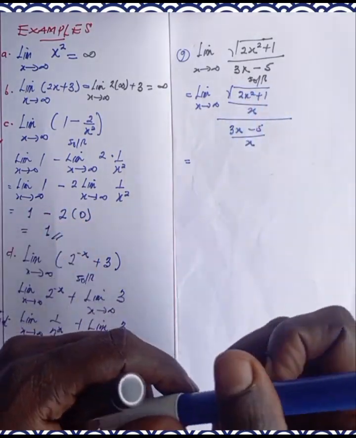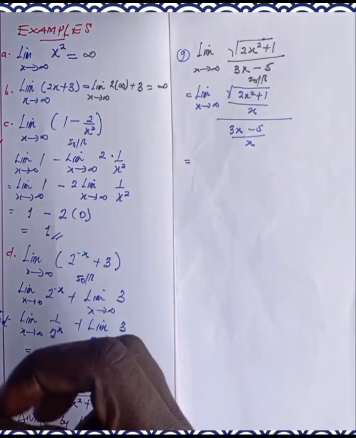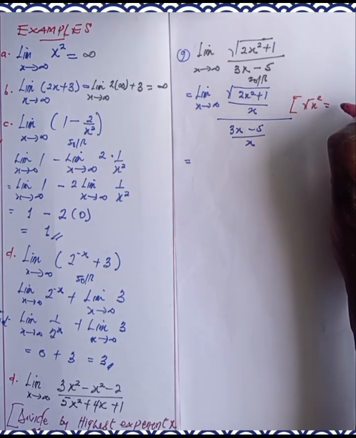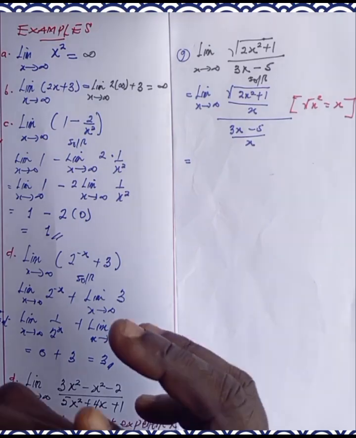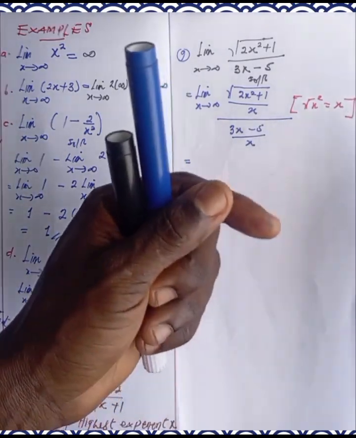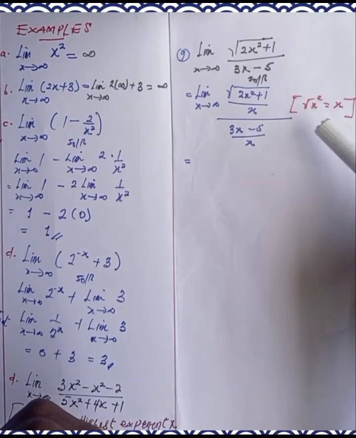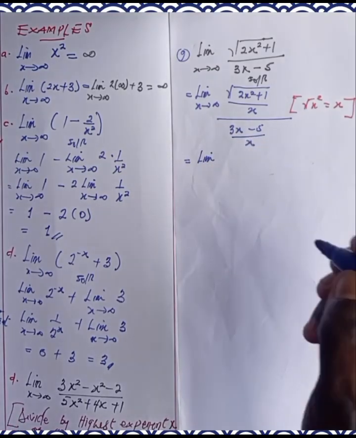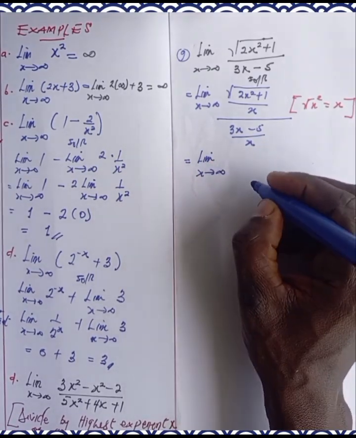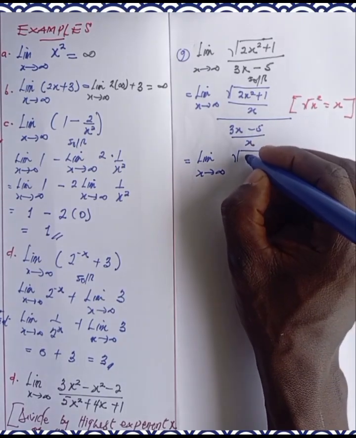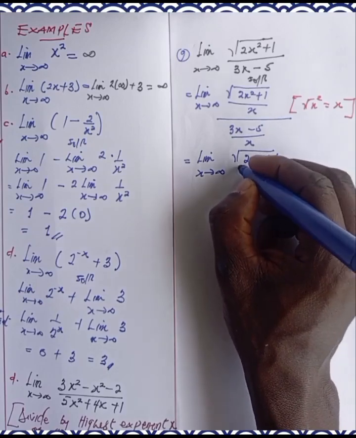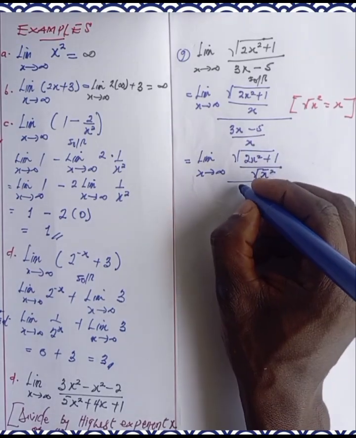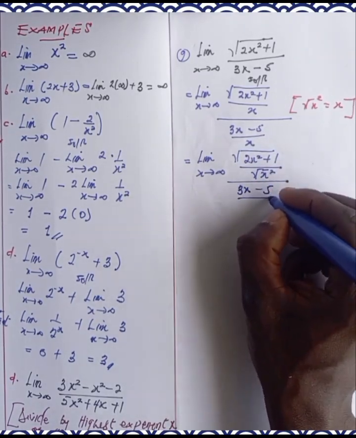So what we are going to do is we are just going to take the root of x squared, which should give us x. So it means that in place of x, we can put what? Root of x squared, because root of x squared will give you what? x, so that we can divide it through. So we are going to get the limit as x approaches infinity of root of 2x squared plus 1 all over root of what? x squared all over, for the bottom, we are going to maintain it because we don't have any radical sign over there.